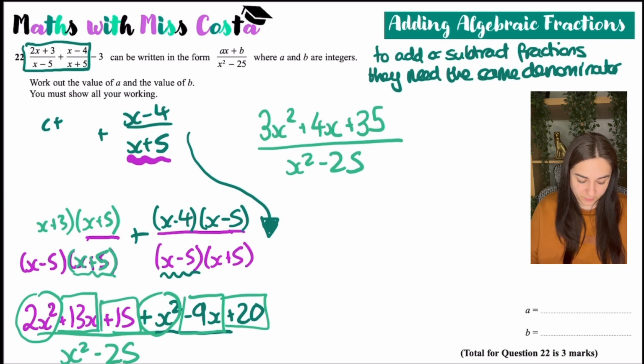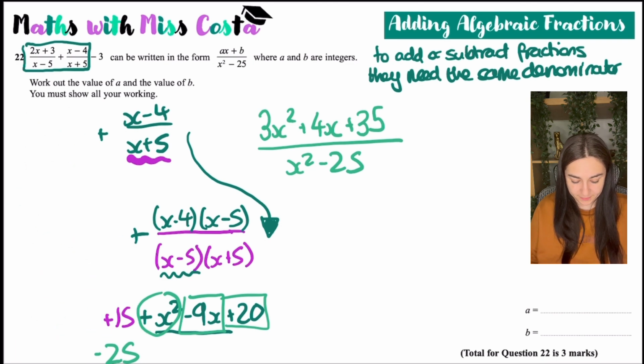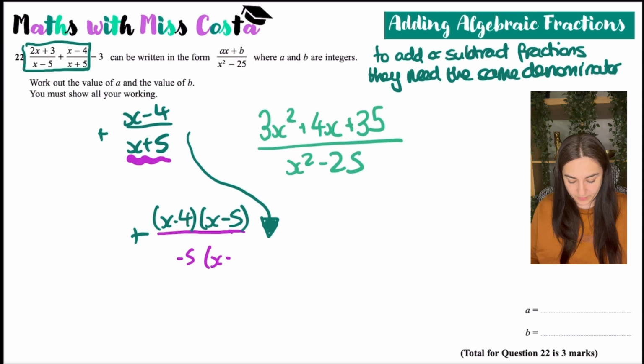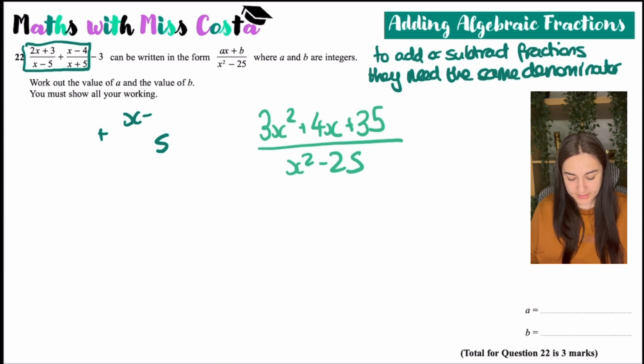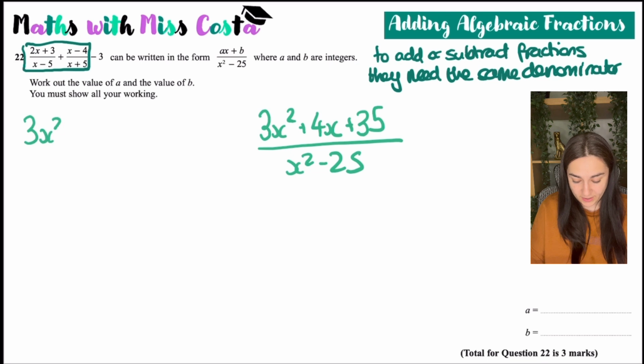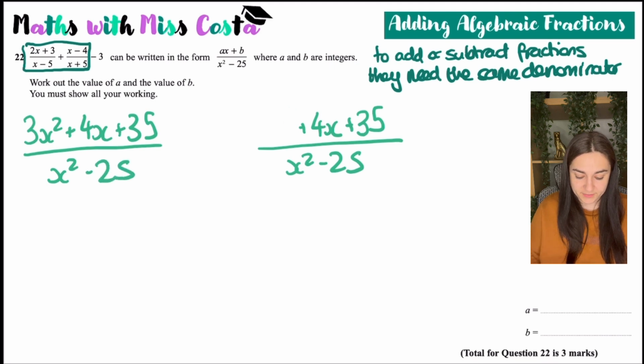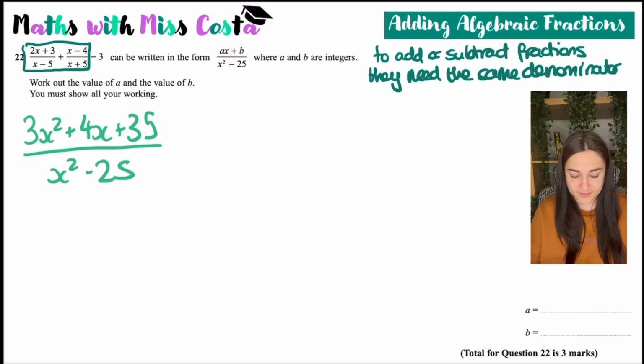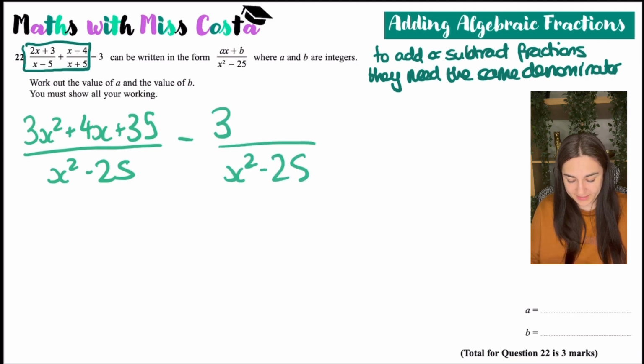So now I've dealt with the fractions, but I'm still left with, I need to subtract 3. So what do I do in order to add or subtract fractions? I know that they need to have the same denominator. So what I'm going to have to do, now that I've cleaned up the first part of the calculation, is ensure that 3, or minus 3, has a denominator of x squared minus 25 in order to be able to add or subtract them.